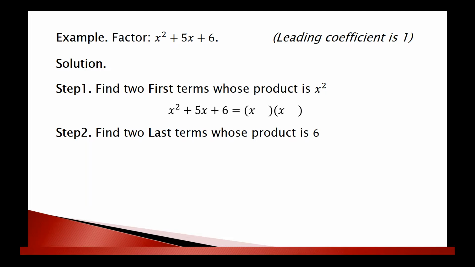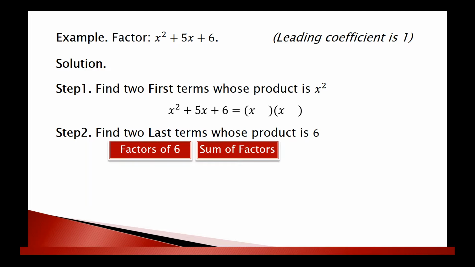So now we want to find the factors of 6, and then we will sum the factors and see which sum is equal to the middle term. So this is a trial and error method. That means you need to try the factors of 6 and add them up, and look at whether that is equal to the middle term. If not, then try another one, and do it until you find the desired middle term.